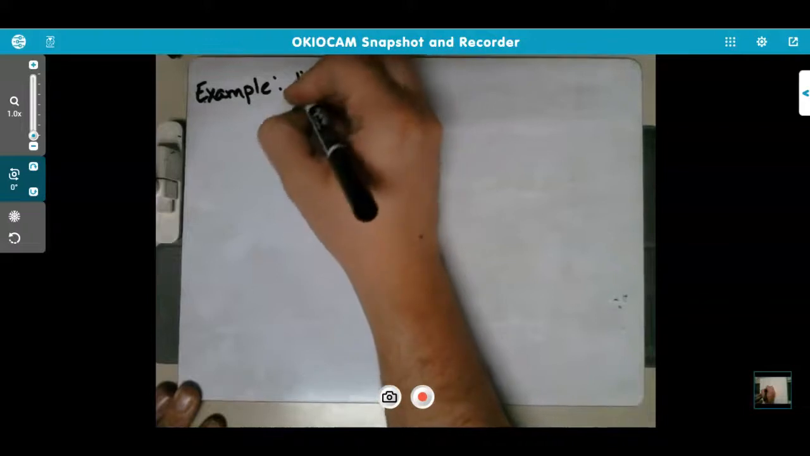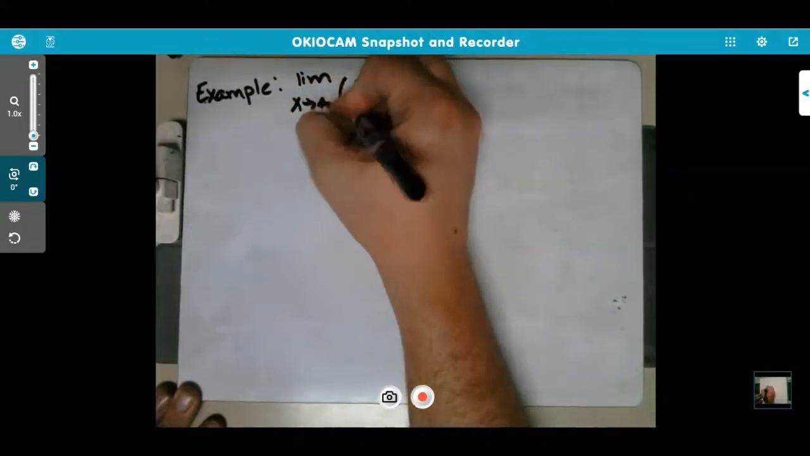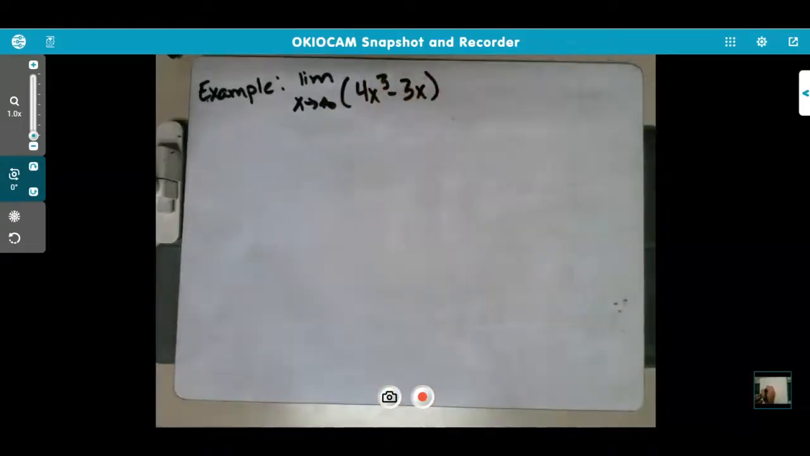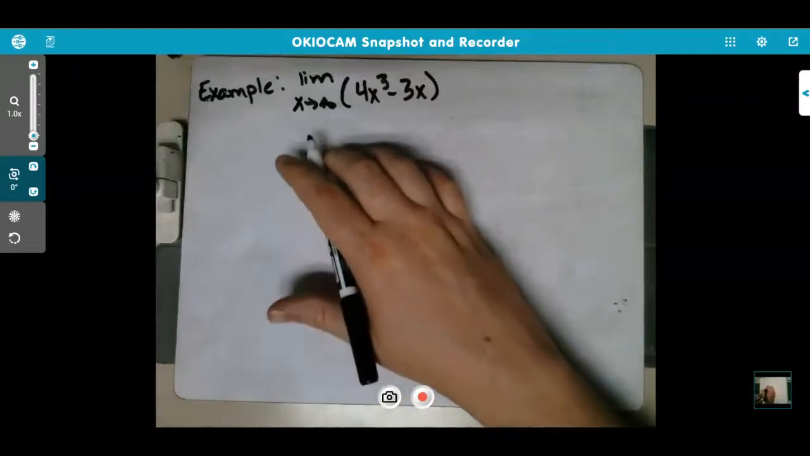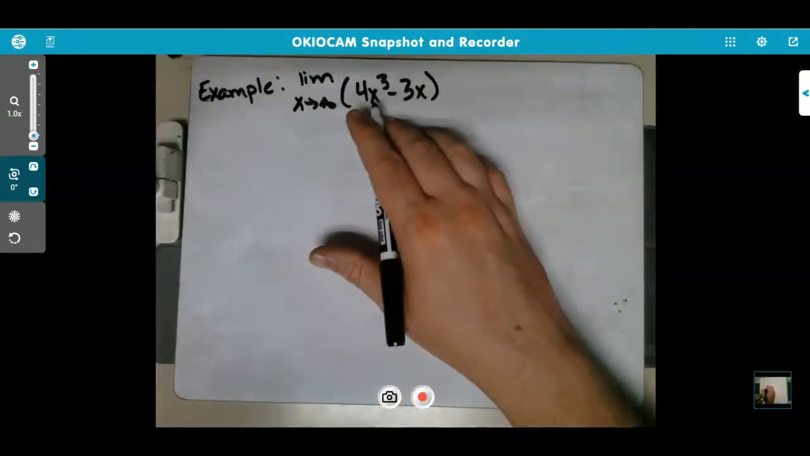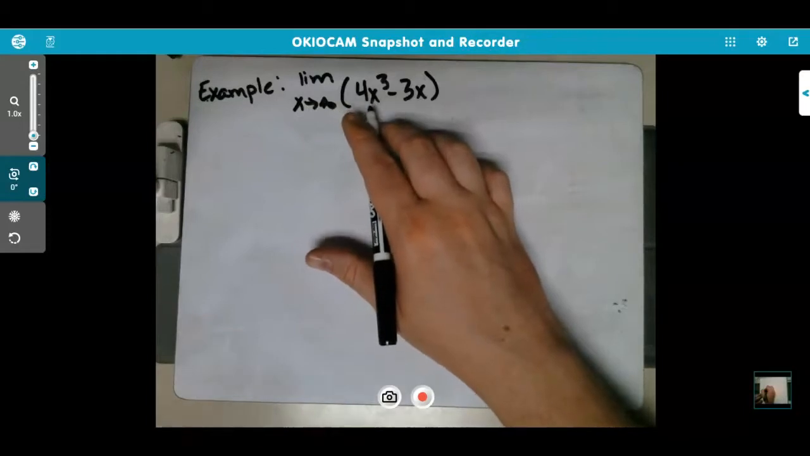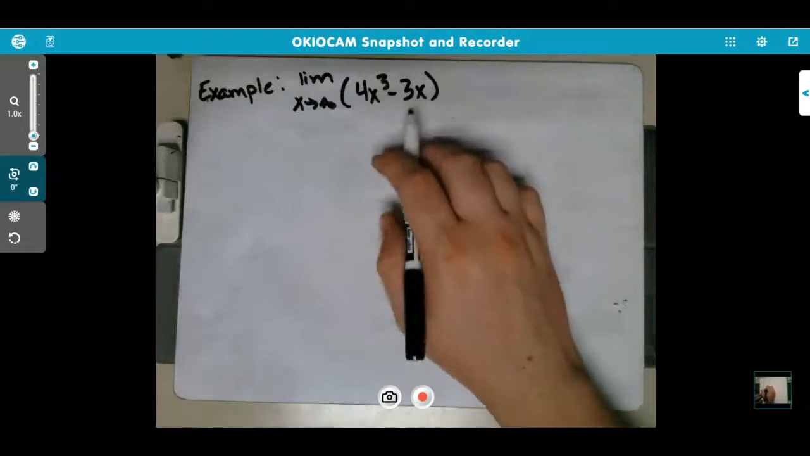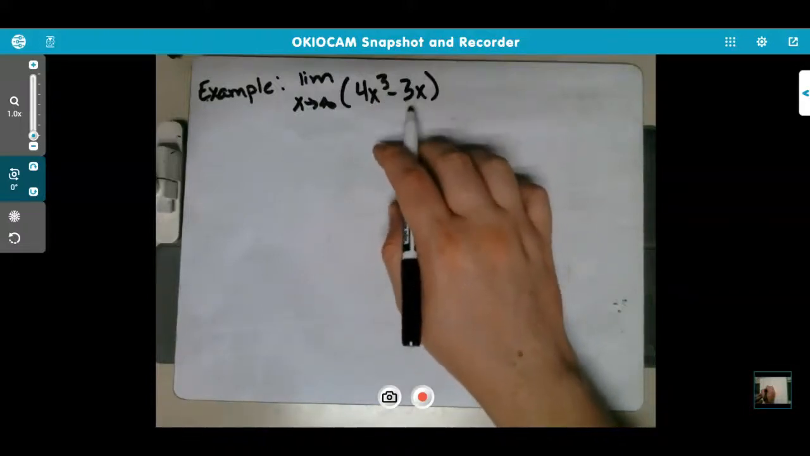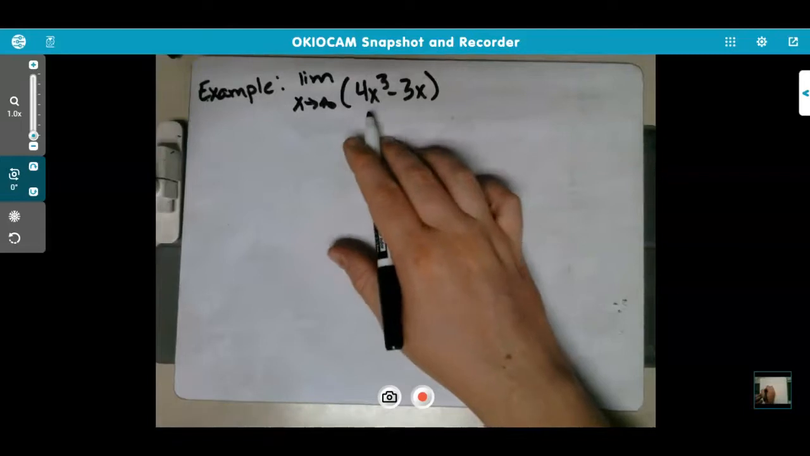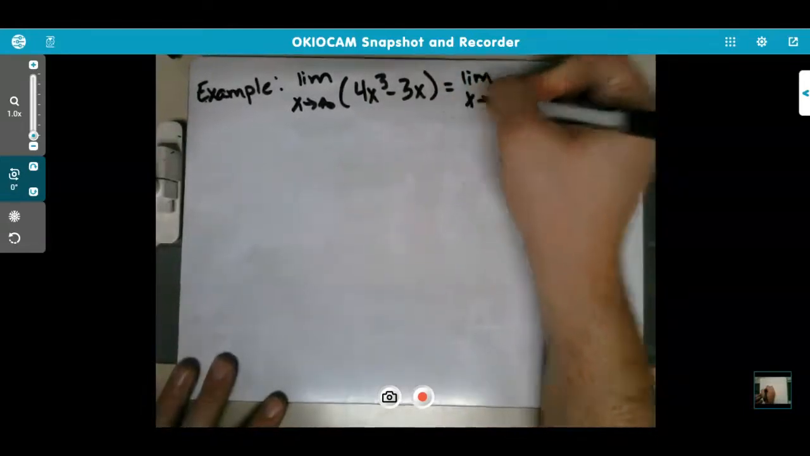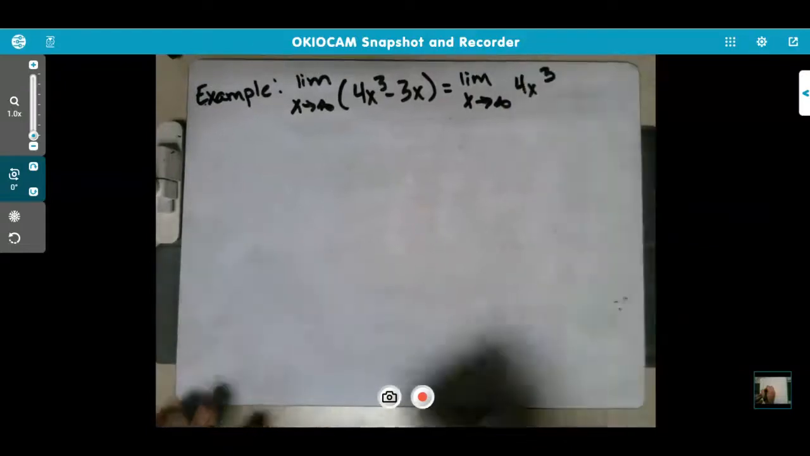Let's find the limit as x goes to infinity of 4x cubed minus 3x. So like we said, since this is going to just grow and grow and grow, I only need the largest power, right? X to the third is going to grow way quicker than x. So I don't really even need to look at this term right here. I only need the first one. So let's just look at the limit as x gets really big of 4x to the third.